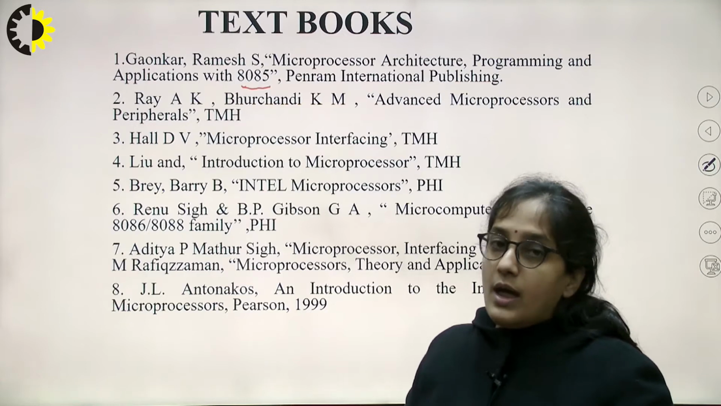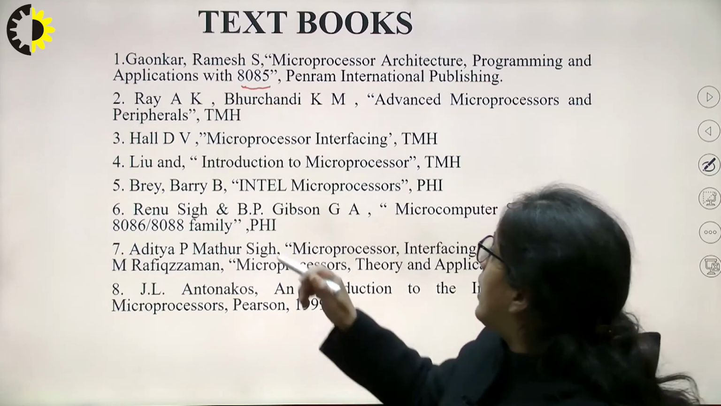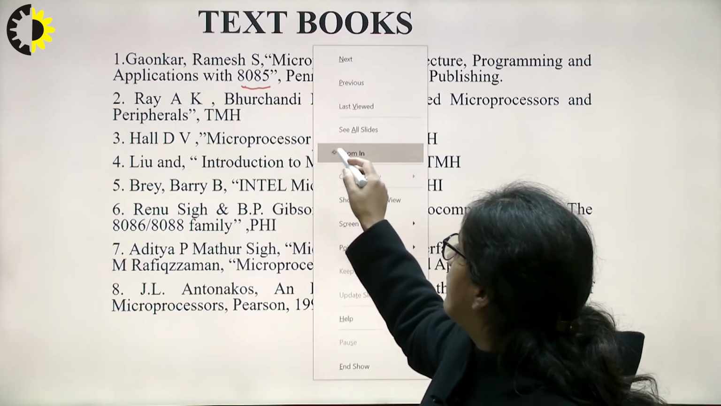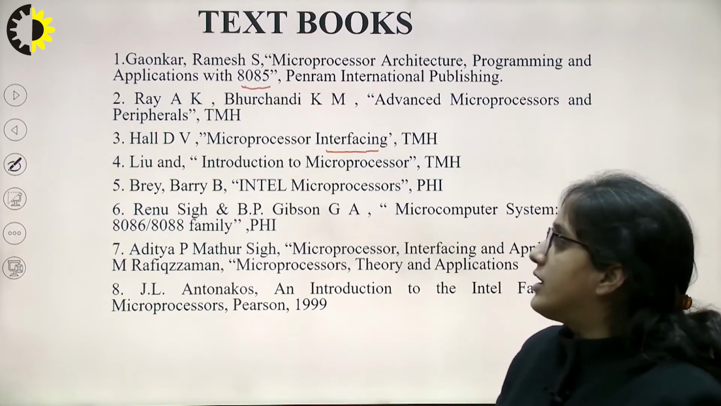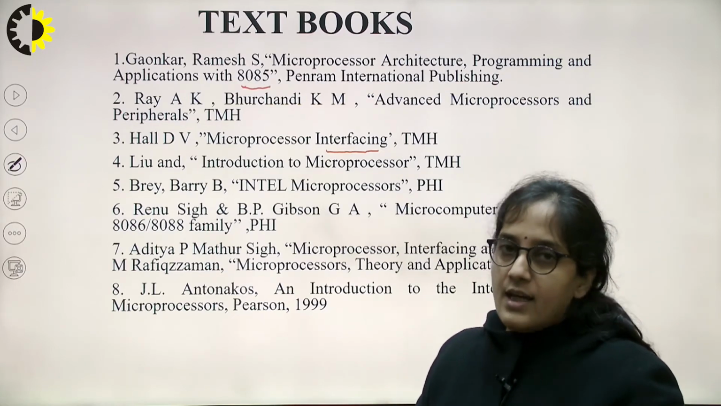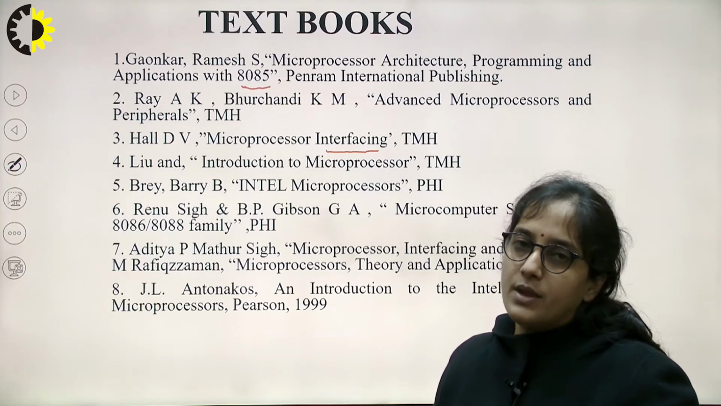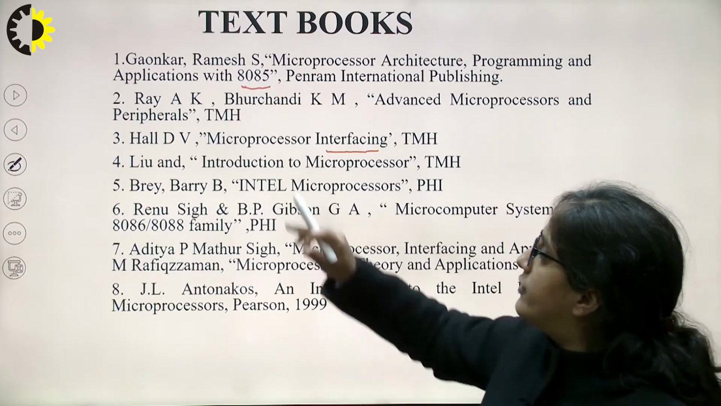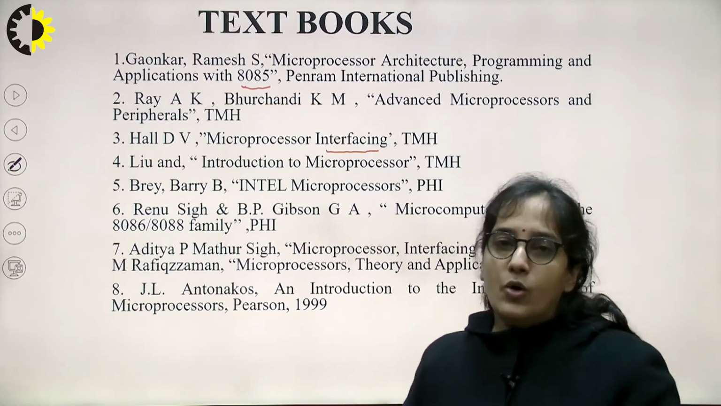1 and 2, and for unit number 3, which is all about 8086, we are going to use the D. V. Hall book, Microprocessors and Interfacing, which covers 8086, and the programming part of 8086 as well as 8085 will be covered in the first and third units. That will be very much sufficient for us to cover the whole syllabus.